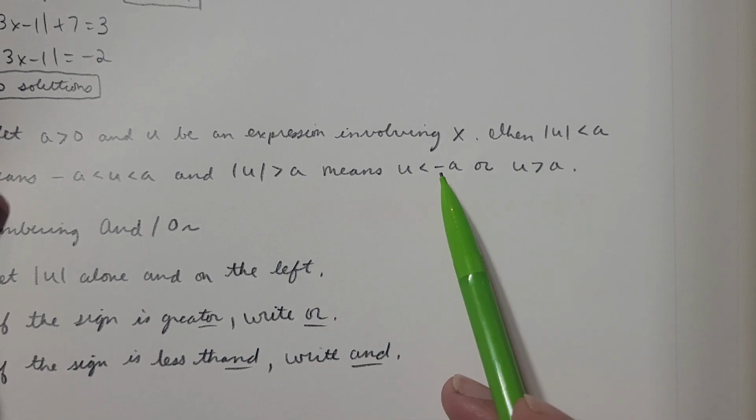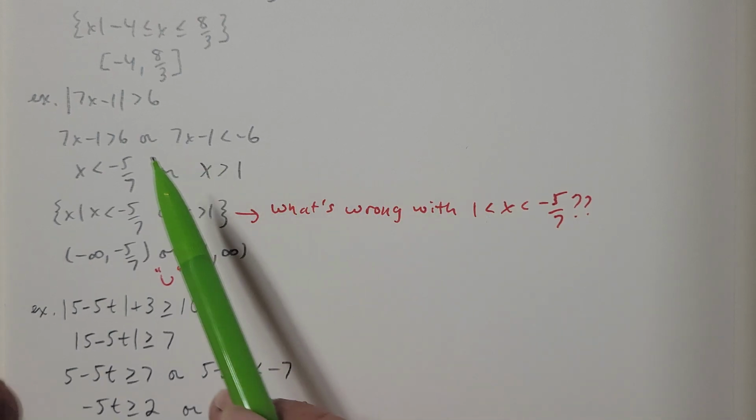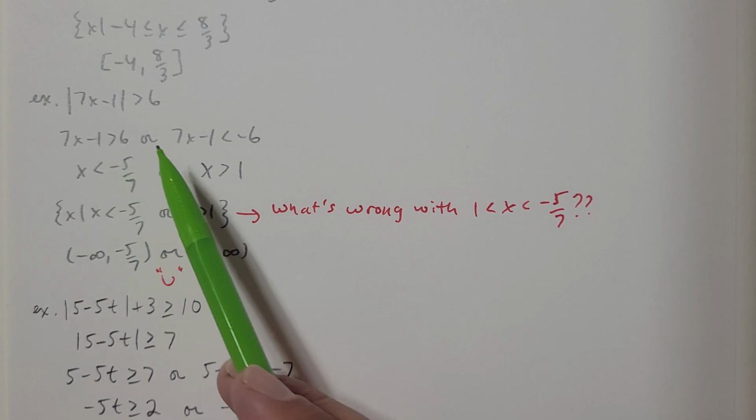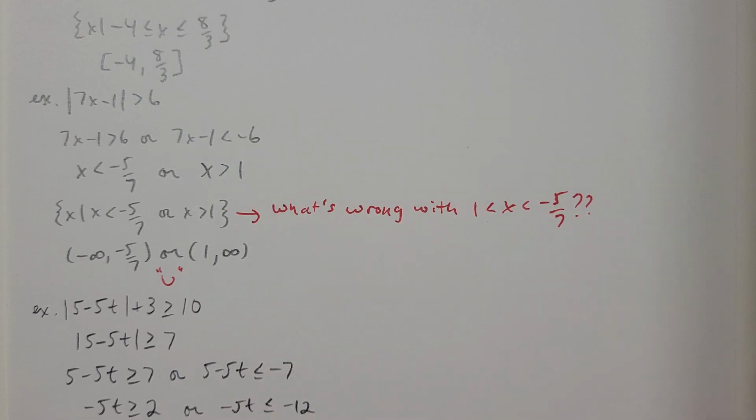So here's the two inequalities that I'd be writing down. The first one is like pretending that the absolute value bars aren't even there. So I got 7x minus 1 greater than 6. Or then the other one is where I flip the sign and then throw a negative on the right. So 7x minus 1 is less than negative 6. And lose the absolute value bars. Okay, we just applied the definition for doing that.